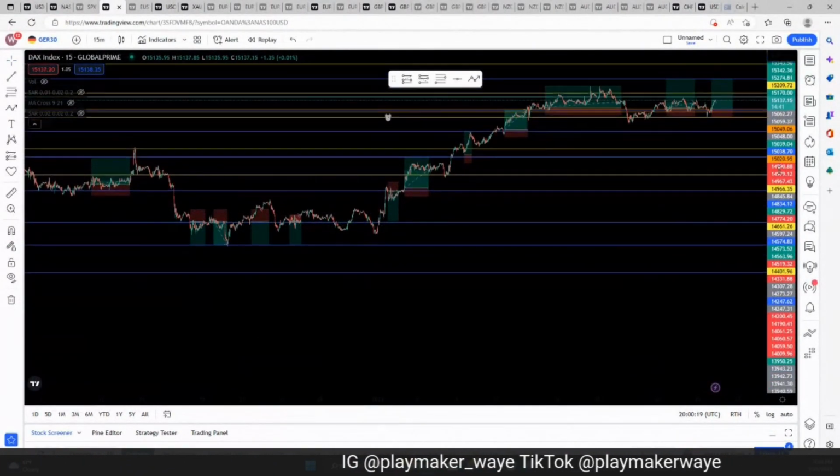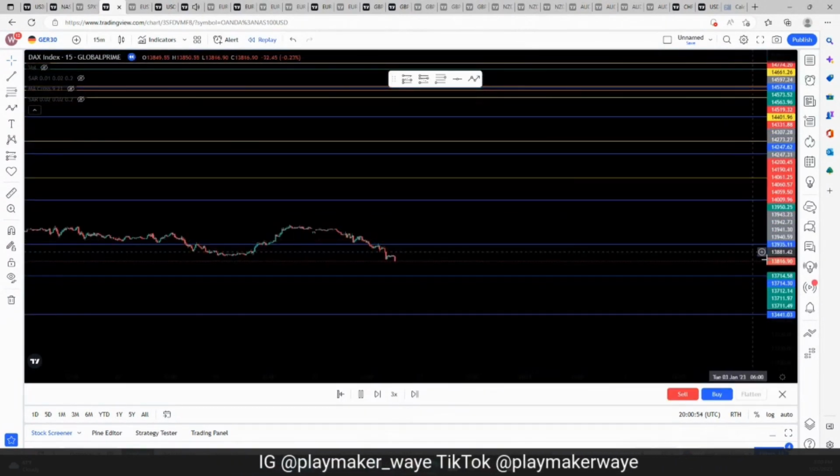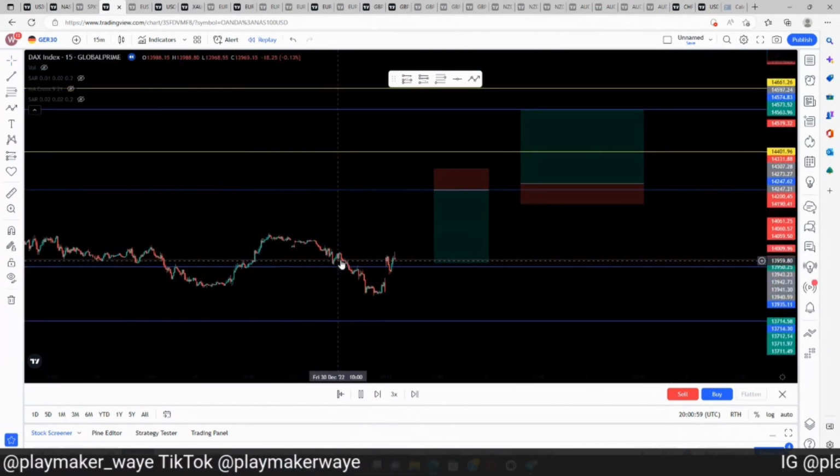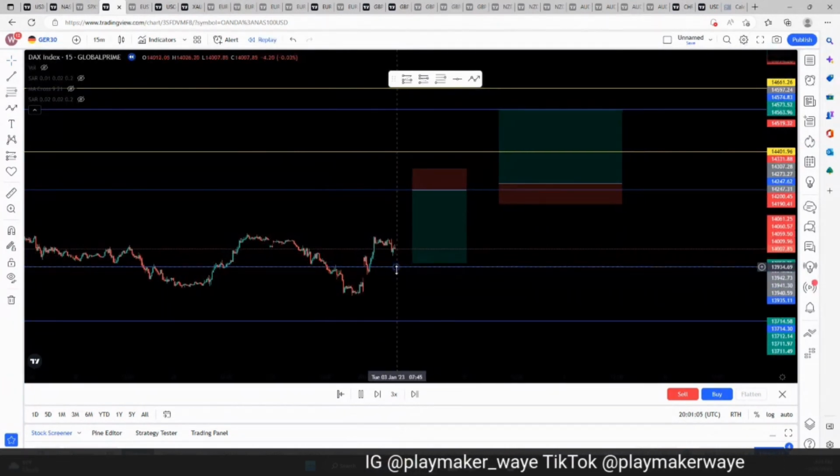Let me zoom in a little bit, just to show you a little bit better, so we can clearly see here how price was treating this level as a support, turned to resistance, then it turned from support to resistance, then broke back above, turned to support, right? Now we're about to see how price reacts to this next level here.